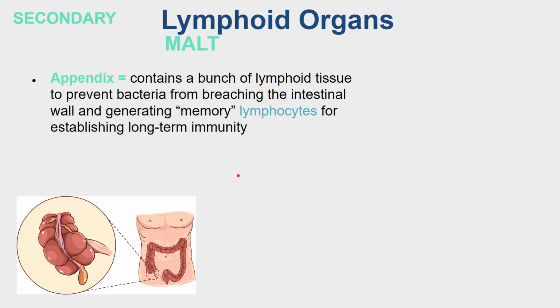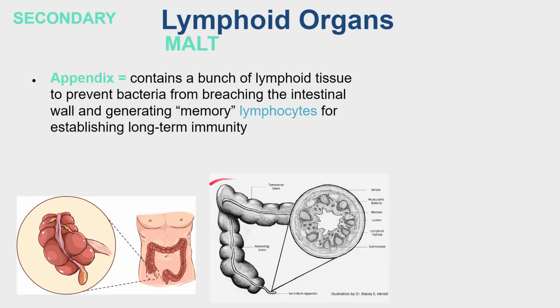Okay, our last one, the appendix. And a lot of us are surprised to find that our appendix actually has a function, because we do think of it as this sort of vestigial organ. But the truth is it actually contains a bunch of lymphoid tissue to prevent bacteria from breaching the intestinal wall. And it also generates memory lymphocytes for establishing our long-term immunity in the gut. And so here's our appendix.